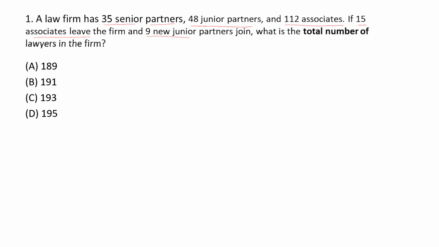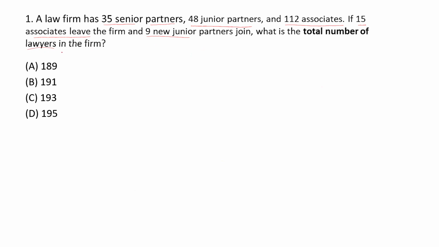First problem: a law firm has 35 senior partners, 48 junior partners, and 112 associates. So, a law firm has this many senior partners, this many junior partners, and this many associates. If 15 associates leave the firm and 9 new junior partners join, what is the total number of lawyers in the firm?